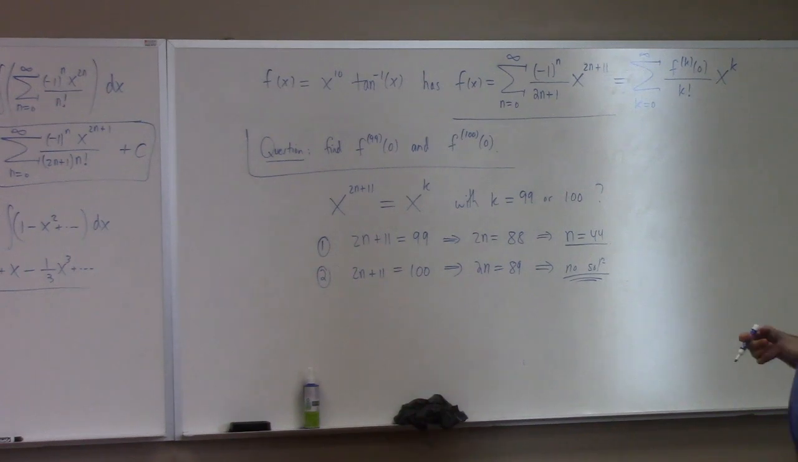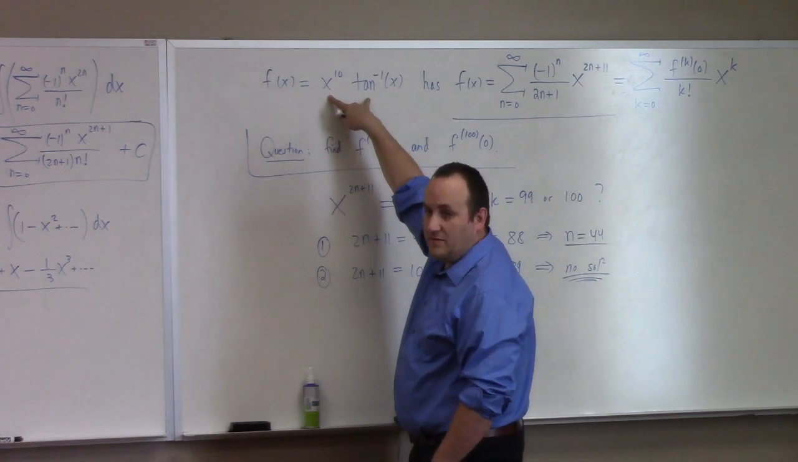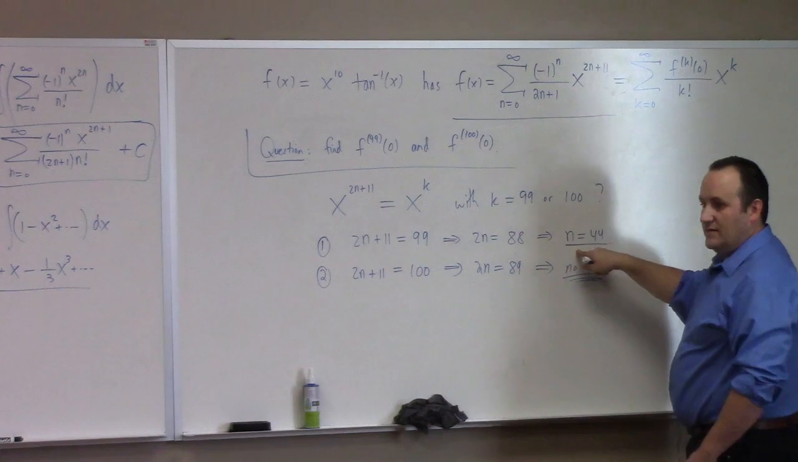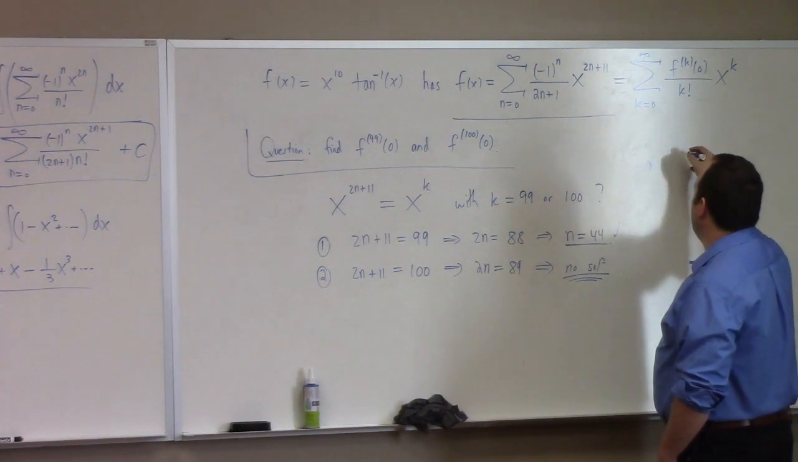That's not surprising, actually, because this is an odd function. So it only has odd powers in its power series expansion. But this is something. And so we can get from that, and we put in n equals 44.